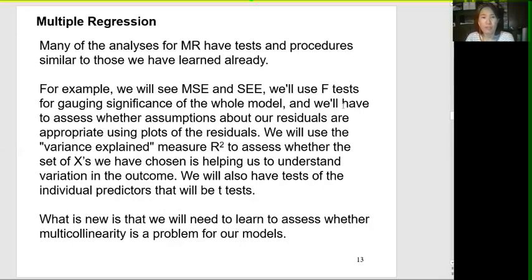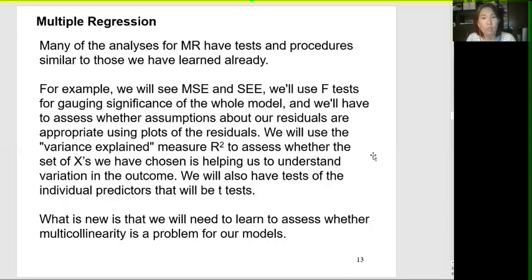We'll use the F-test for gauging significance of a whole model, the overall model or omnibus model. The value R square is interpreted as model quality, but we are not sure if that is statistically significant. So we have to look at the F-test and the p-value for the whole model. And we have to assess whether assumptions about our residuals are appropriate using plots of the residuals. Yes, we did it in the midterm exam.